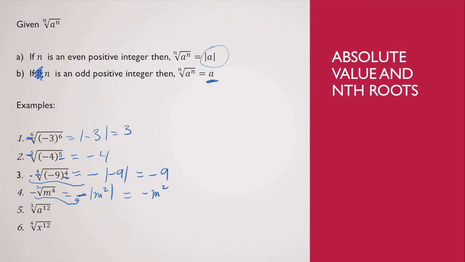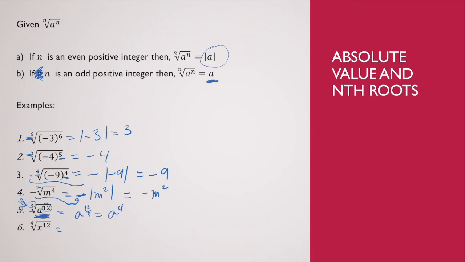Next, if I have the cube root of a to the 12th, I'm thinking to myself, okay, what do I multiply by itself 3 times to get a to the 12th? Or you could take 12 divided by 3, which is a to the 4th. And it's an odd root, so I don't take the absolute value.